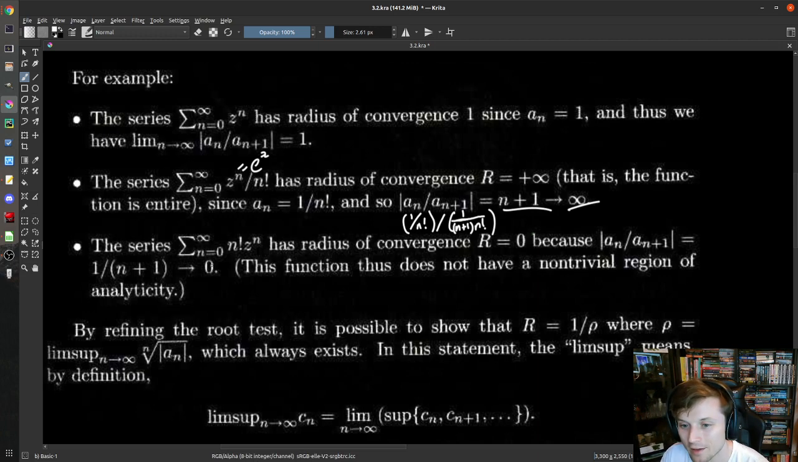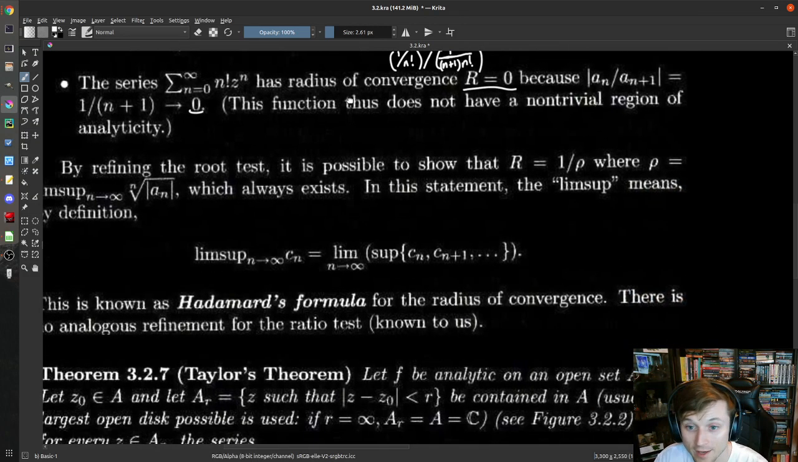We expected that. So similarly, in the opposite direction, instead of dividing by n factorial, if we multiplied by n factorial, looked at the series from n is 0 to infinity of n factorial z to the n, this guy obviously has a radius of convergence of 0, because as you do exactly the same process here, you'll get 1 over n plus 1, and the limit as n goes to infinity, that is 0, of course. So this guy has no non-trivial region of analyticity. And we will find out that that means something important later on, at the end of the day.